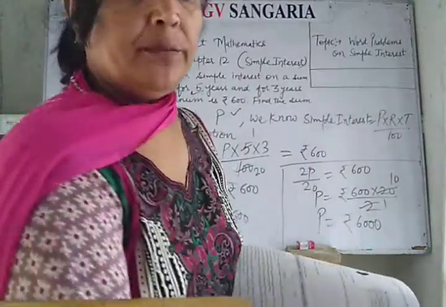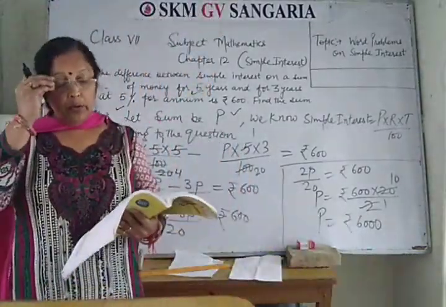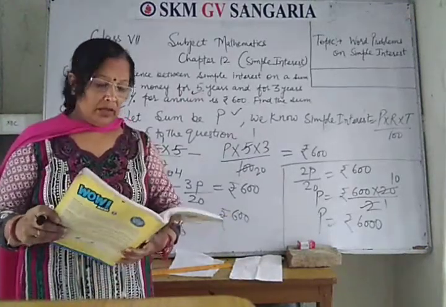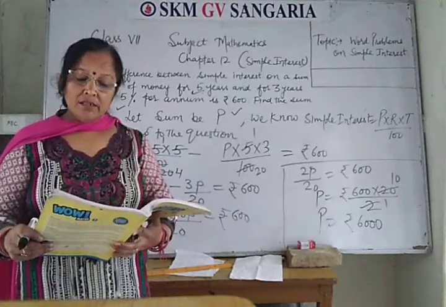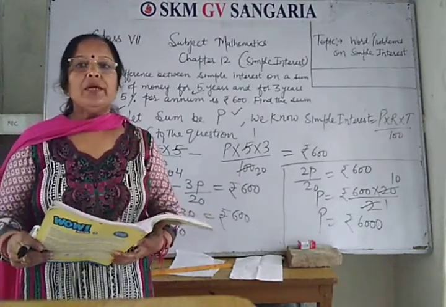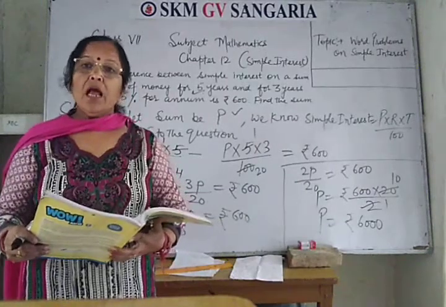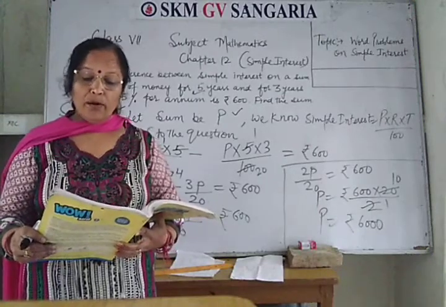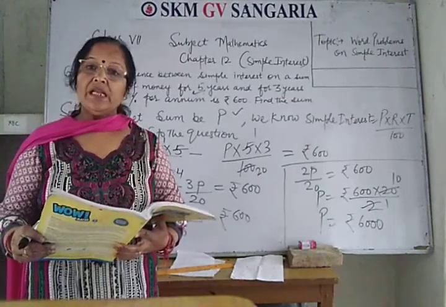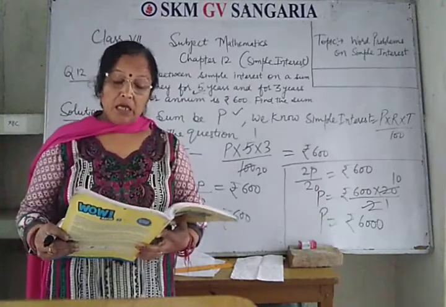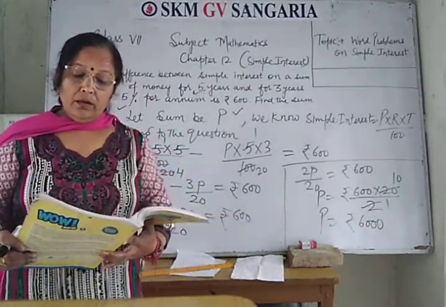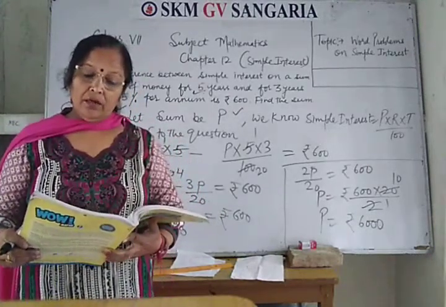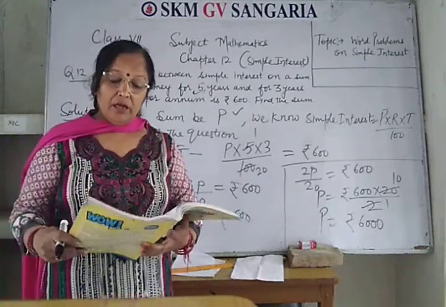Here, question number 13. I can read this question. You can open your book here at page number 189, exercise 12.1. Question number 13 is, if a certain principal amounts to rupees 55,000 at 15% per annum over 5 years, how much will it amount to in 6 years? Here, amount is given and we are not given here principal.